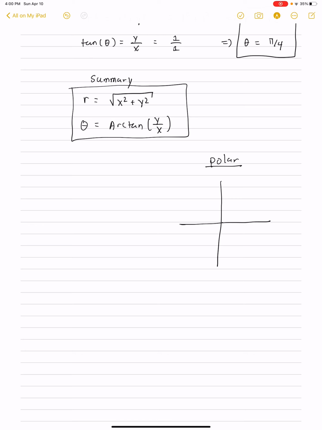So you might ask, okay, what if I have a point in polar in which the radius here is 2 and this angle is pi over 3. So the point is 2 comma pi over 3. How do I get then to Cartesian? So going the other way. So I want to describe this in terms of x and y.